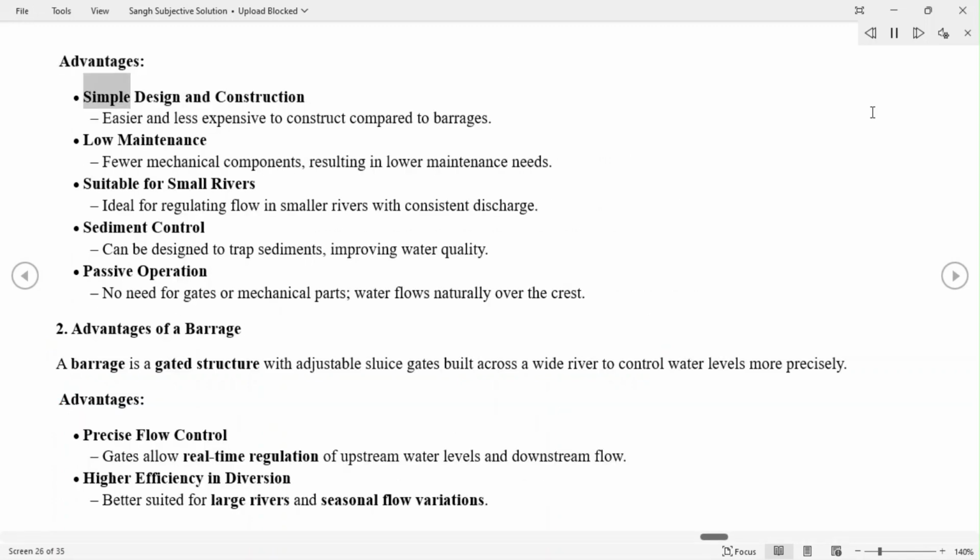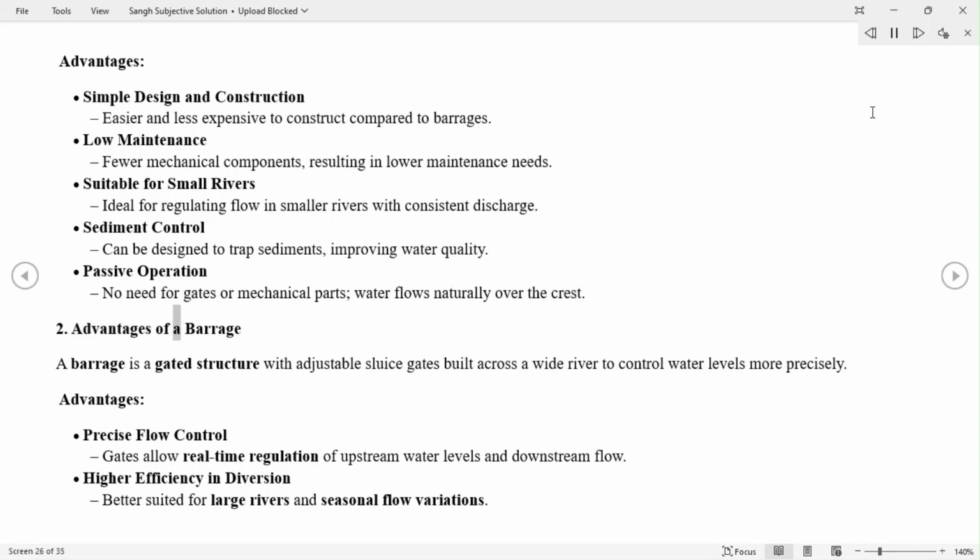Advantages: simple design and construction, easier and less expensive to construct compared to barrages. Low maintenance: fewer mechanical components, resulting in lower maintenance needs. Suitable for small rivers: ideal for regulating flow in smaller rivers with consistent discharge. Sediment control: can be designed to trap sediments, improving water quality. Passive operation: no need for gates or mechanical parts, water flows naturally over the crest.